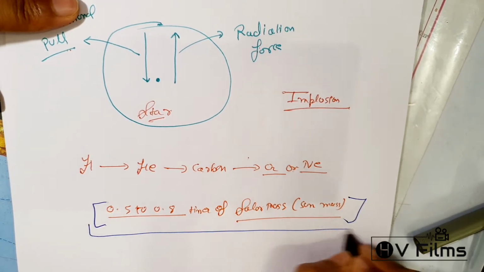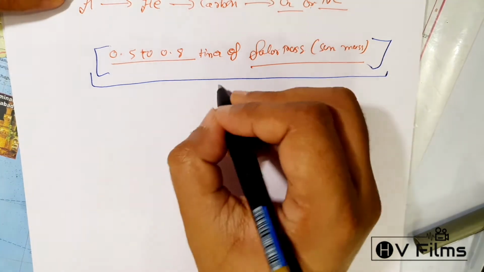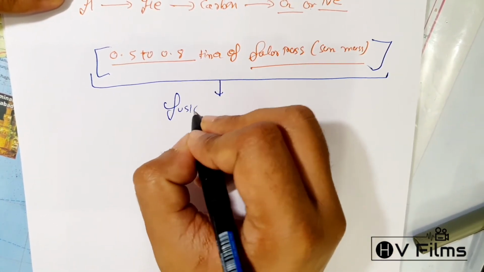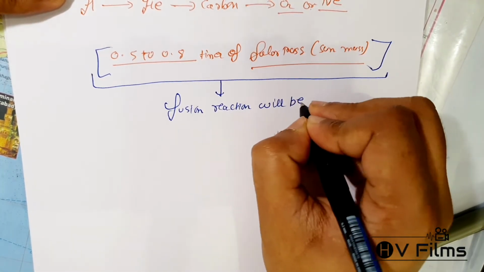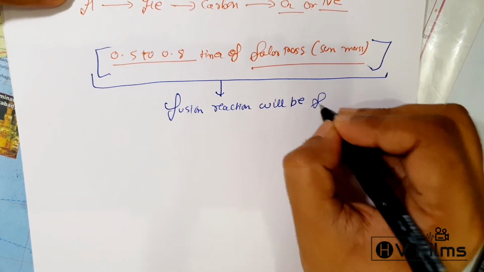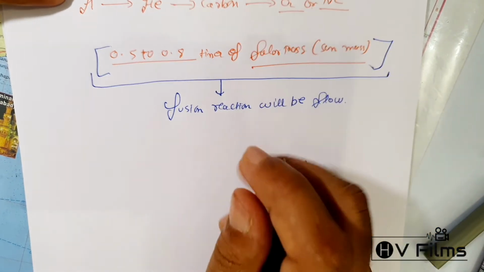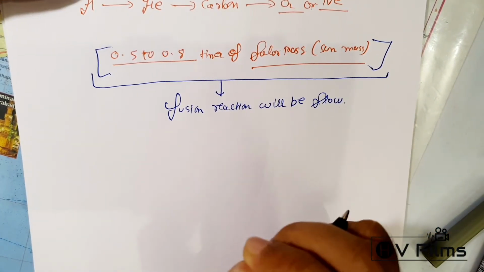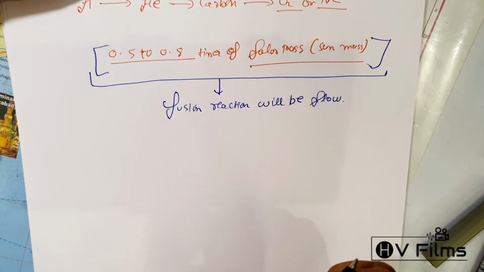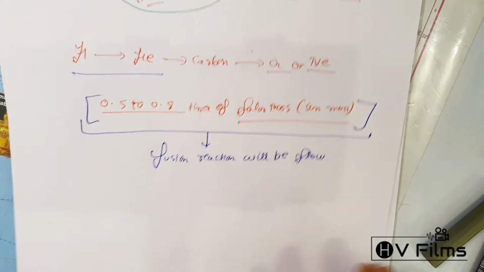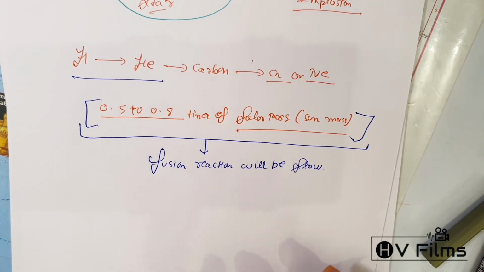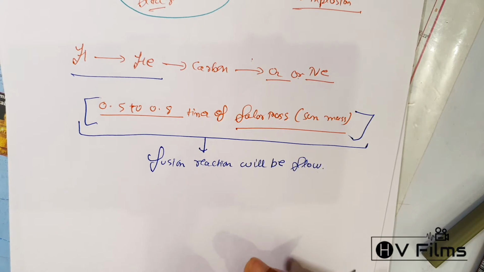So in this case, the fusion reaction will be slow because the gravitational pull won't be so intense. So the kinetic energy will be less, and the fusion reaction will stop at the hydrogen and helium stage that we have discussed above. Because of this, there won't be electromagnetic energy, or there will be, but it will be very little, and therefore the light energy will be less.